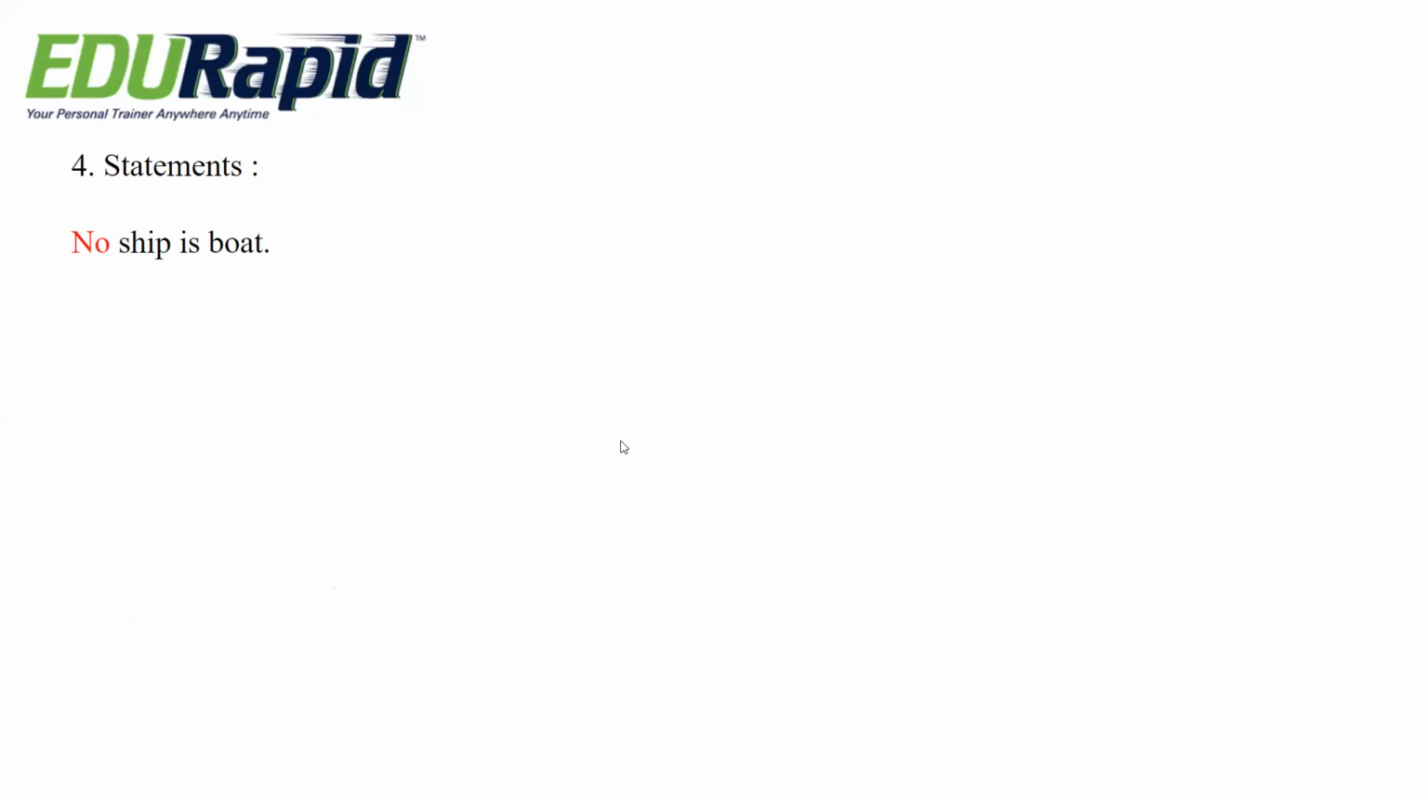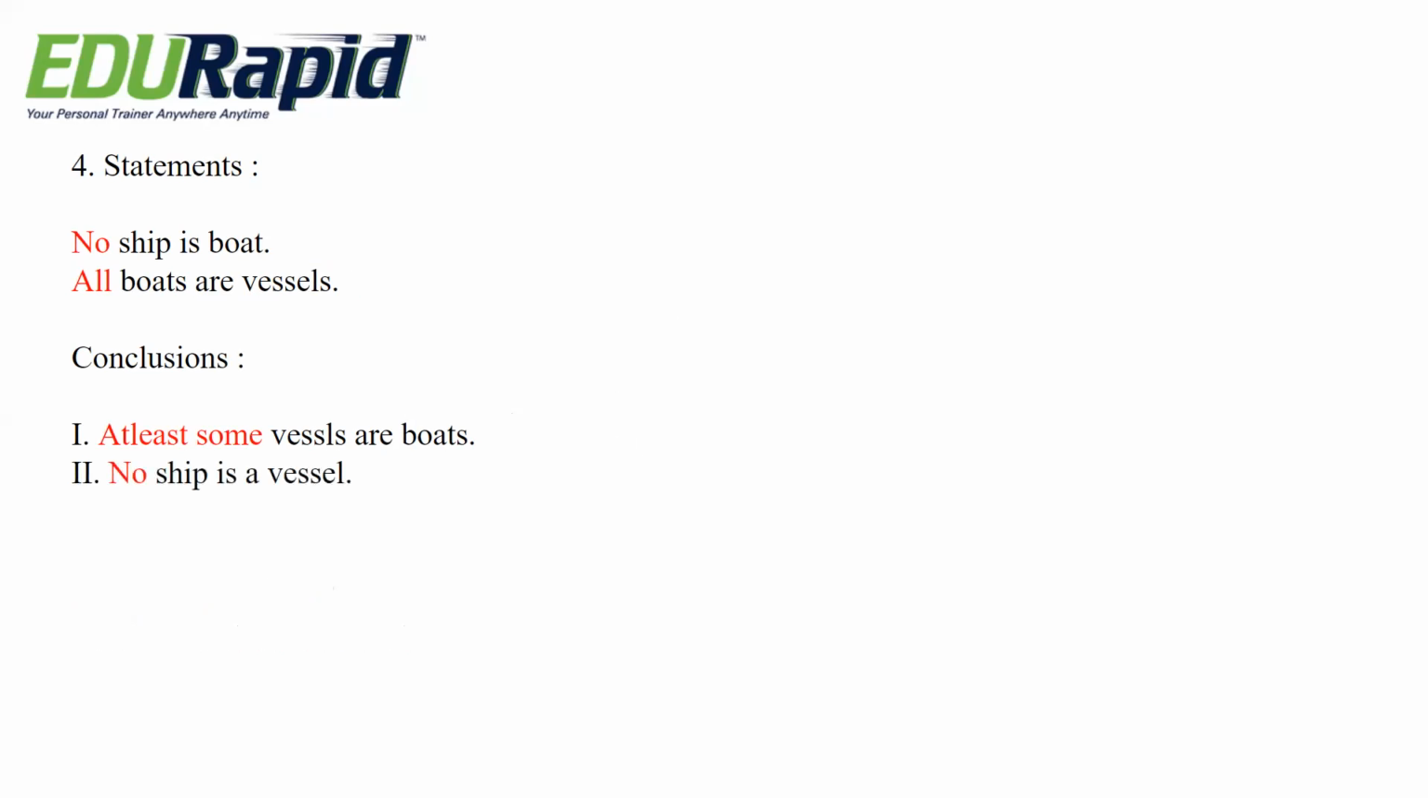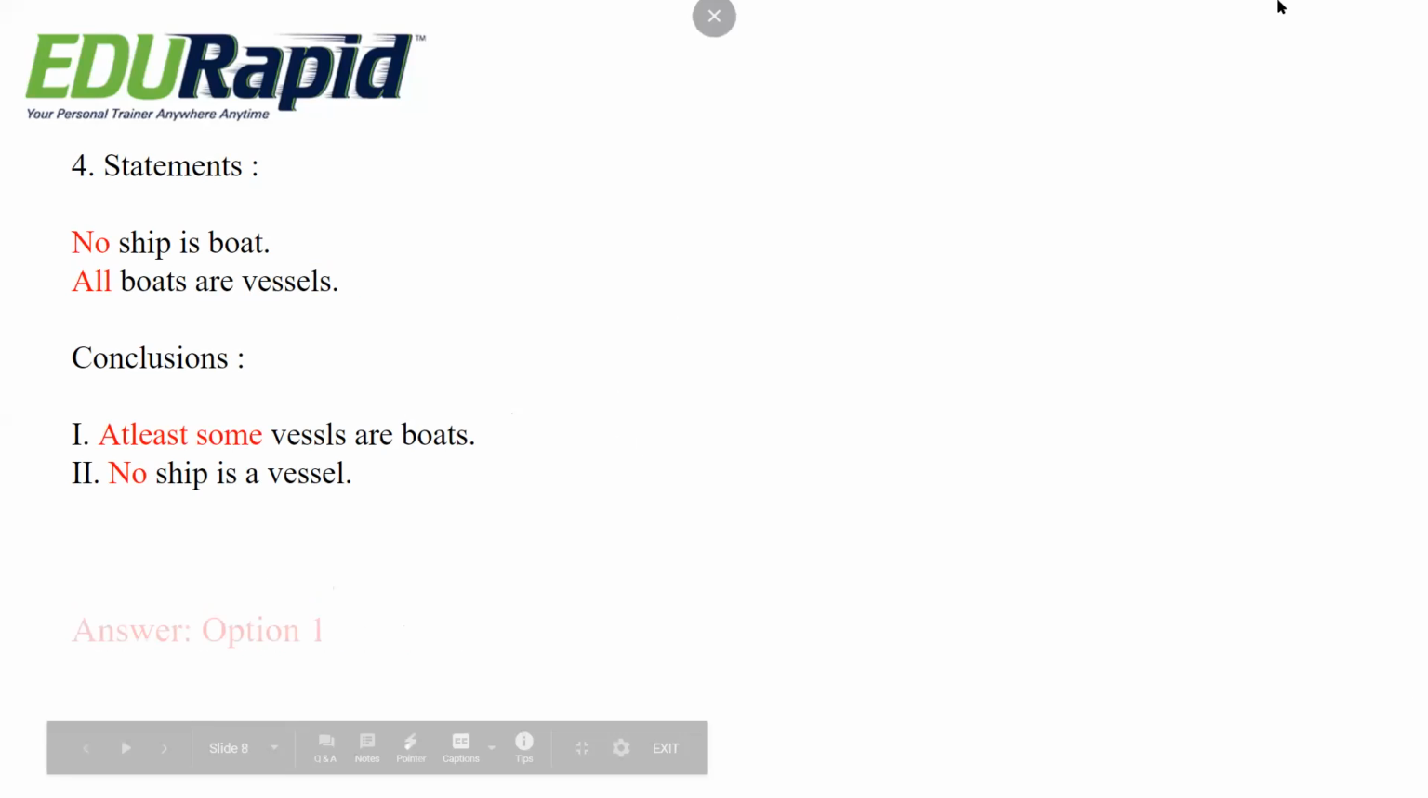First statement, no ship is a boat. All boats are vessels. First conclusion, at least some vessels are boats. Second conclusion, no ship is a vessel. Write down the Venn diagram.